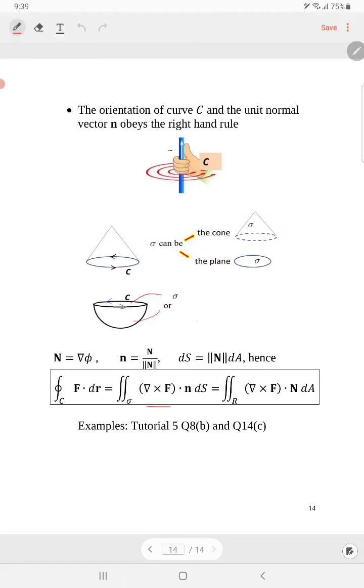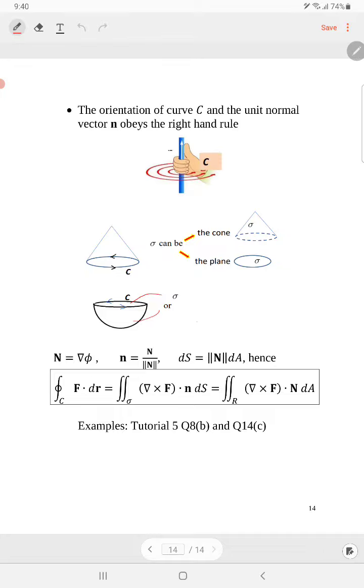To evaluate this, we project our surface sigma onto region R, and then the unit normal vector times dS will be replaced by the normal vector times dA. The direction of the normal vector to the open surface sigma and the orientation of our closed curve C obey the right hand rule. Your thumb represents the normal vector, and your fingers represent the orientation of the closed curve.